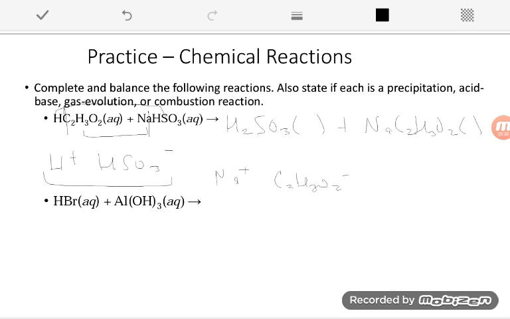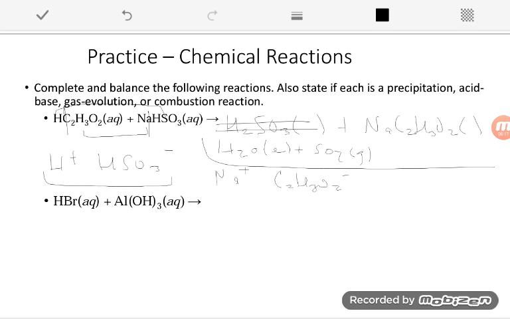Now that I figured out my products, I'm going to go back and look at solubility rules, decide if I have solid, liquid, gas, or aqueous. H2SO3, I should memorize that one. That one I know immediately breaks apart and makes liquid water and SO2 gas. So I just cross that out and write out what I know it turns into. So instead of H2SO3, it's going to be H2O and SO2 gas.